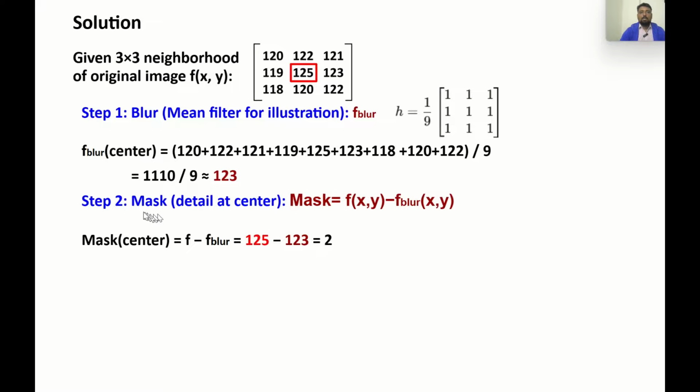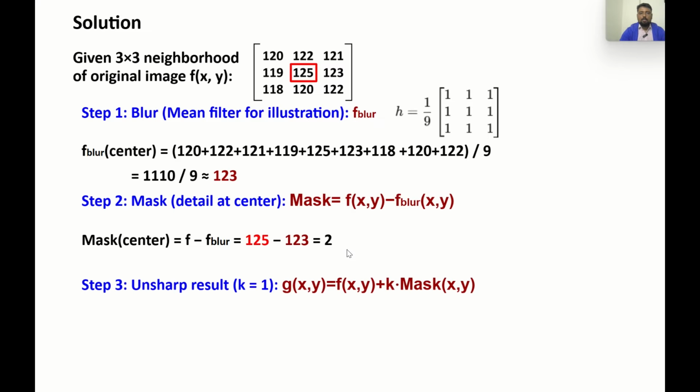Okay, note it down. Then the mask details, you remember this formula. The value of the original pixel was 125. Now the blurred pixel value we got is 123. So the difference is 2, right? Now after this, what was the next formula? This was the next formula we were seeing: f of x,y plus k into mask of x,y. In that case, we are getting the answer as f plus 1 into mask, this is the formula. So 125 plus 2 we will get.